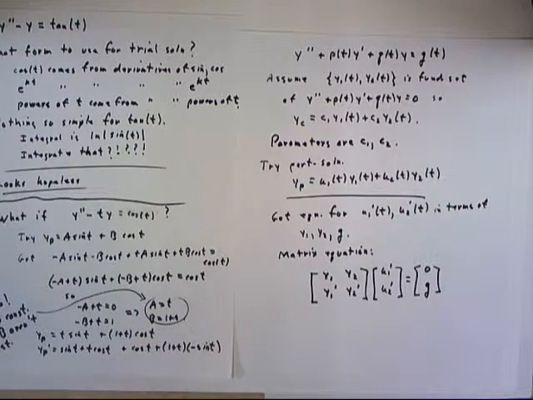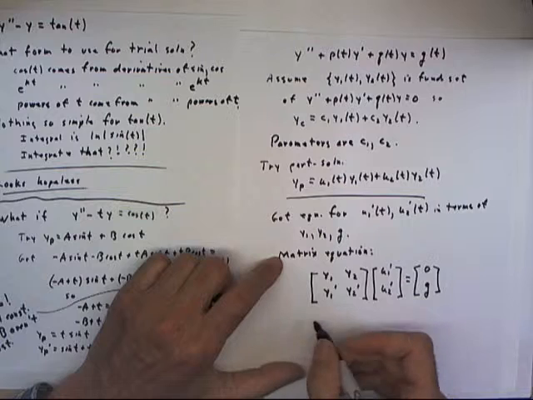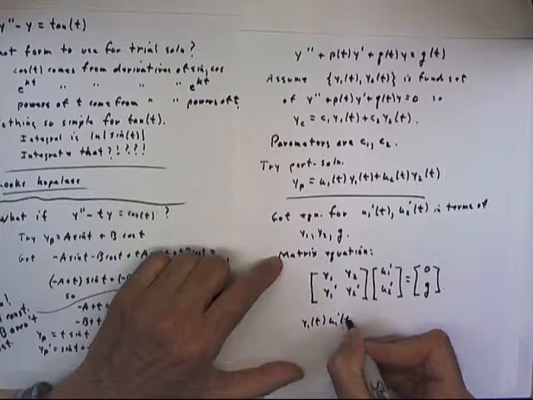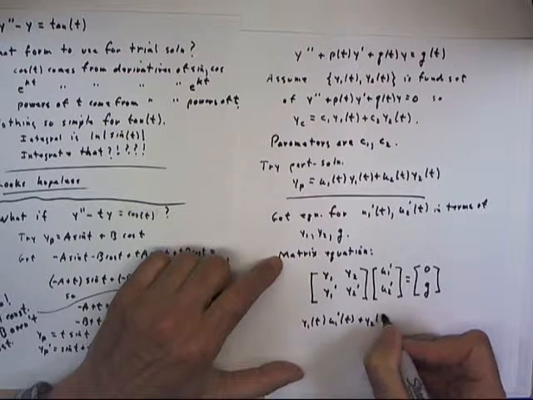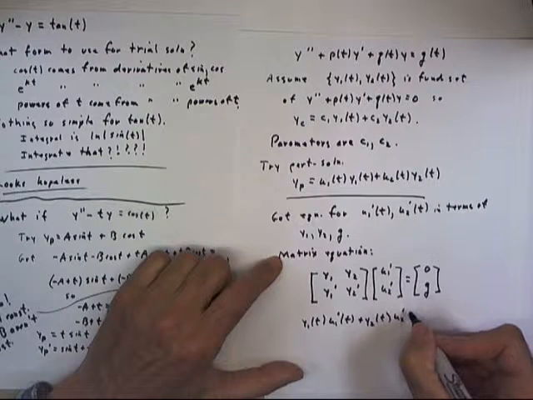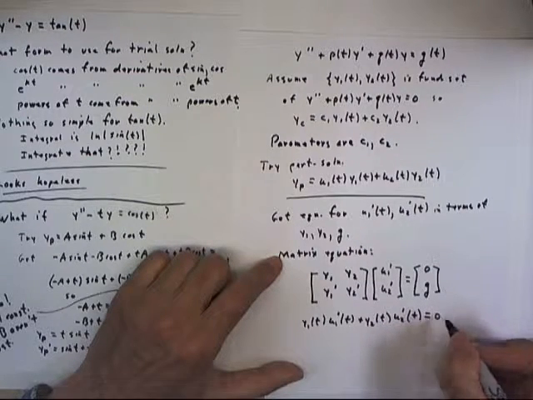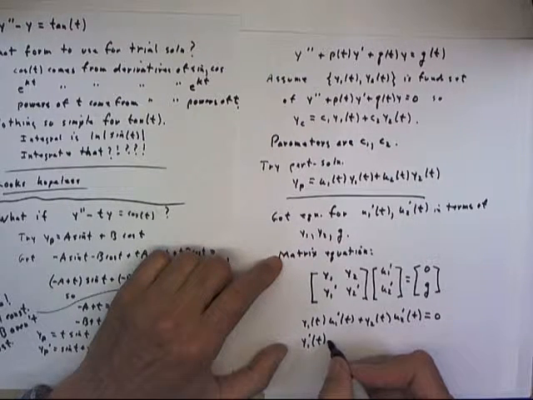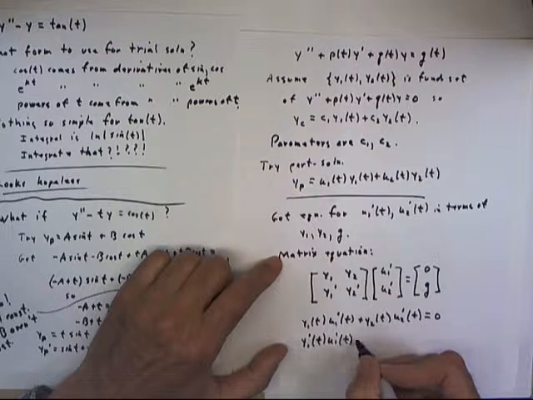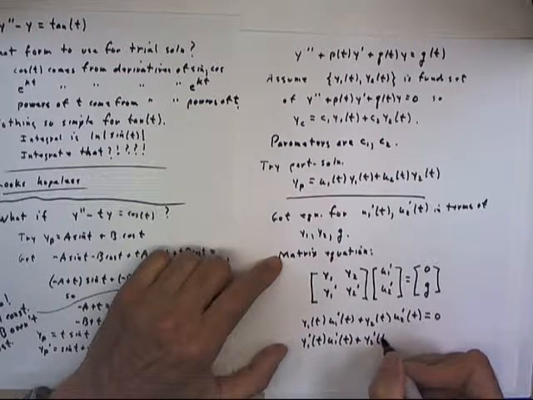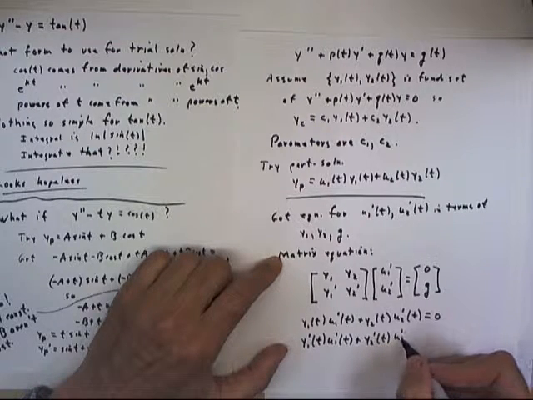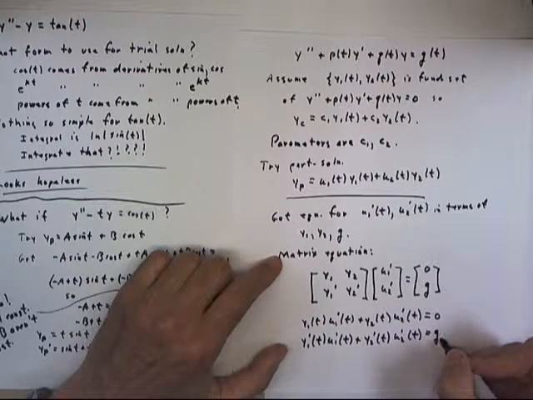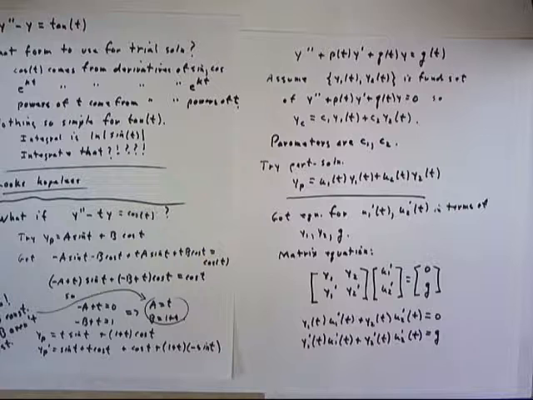And this matrix equation could also have been written as a set of simultaneous equations. y1 of t, u1 prime of t, plus y2 of t, u2 prime of t, equals 0, just using the common rules of matrix multiplication. And the second equation I'm writing is very similar to the first, except now we have the derivatives of y1 and y2, and instead of 0 on the right hand side we have g on the right hand side.